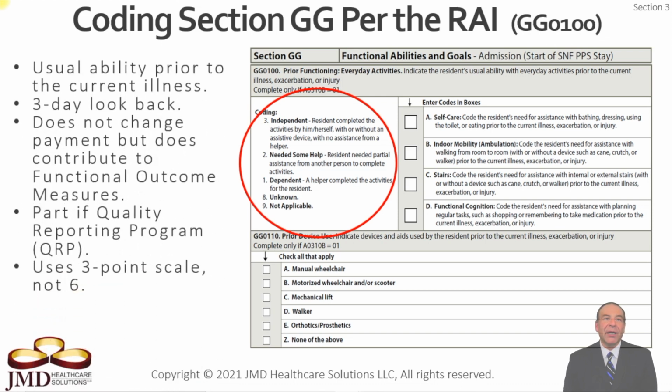So remember, usual ability prior to the illness. This has a 3-day look back. All right. It does not change any reimbursement.